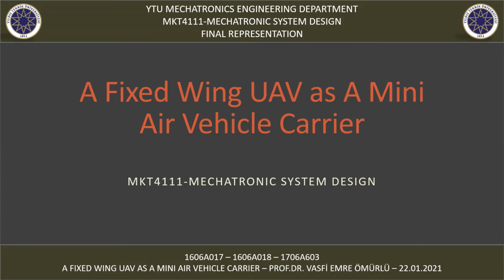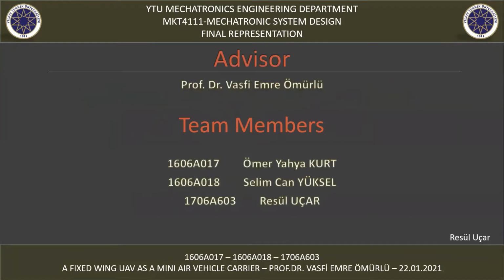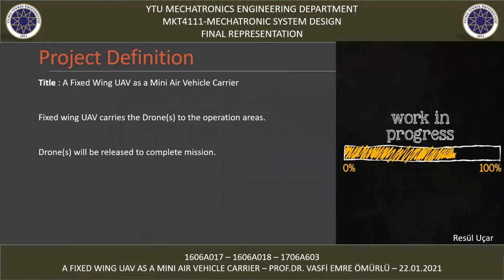Today we will talk about our mechatronic system design final presentation. Advisor and team members are shown. Our project name is a fixed-wing UAV as a mini-air vehicle carrier. In our project, a mini drone will be carried by a fixed-wing UAV and released to the operation area.